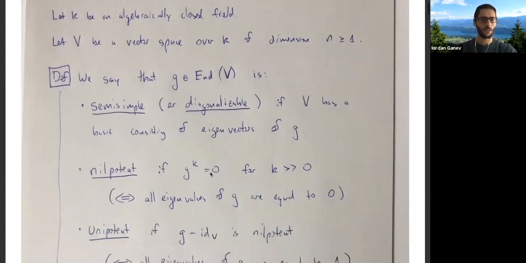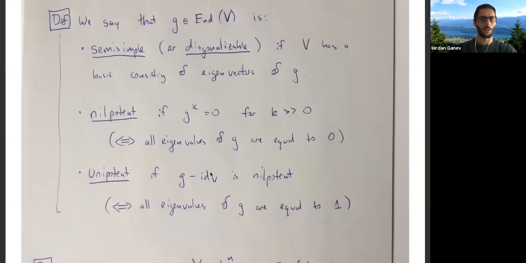The other definition is that of a nilpotent endomorphism. An endomorphism G of V is nilpotent if some power of it is 0. This is equivalent to saying that all the eigenvalues of G are equal to 0. And it's unipotent if the difference G minus the identity is nilpotent. This is equivalent to claiming that all the eigenvalues of G are equal to 1. These are probably notions you've encountered in an algebra course, and then maybe in an advanced linear algebra course.